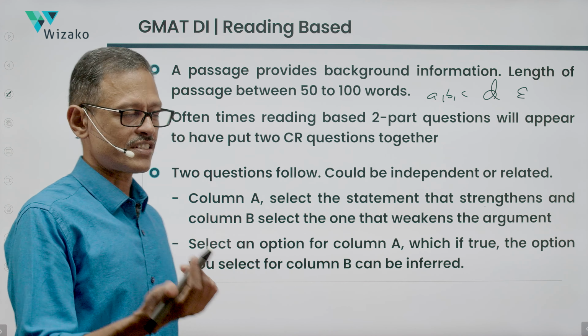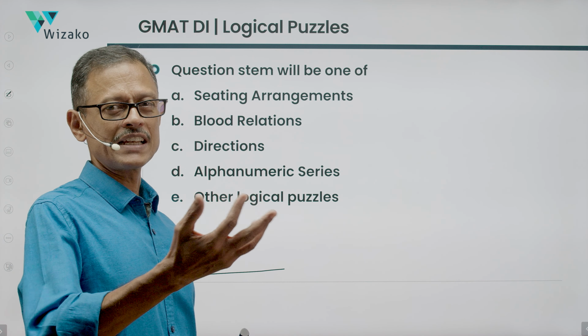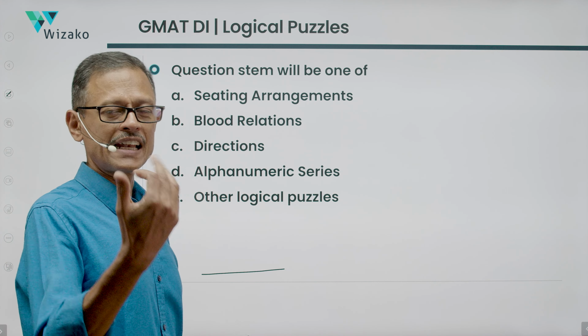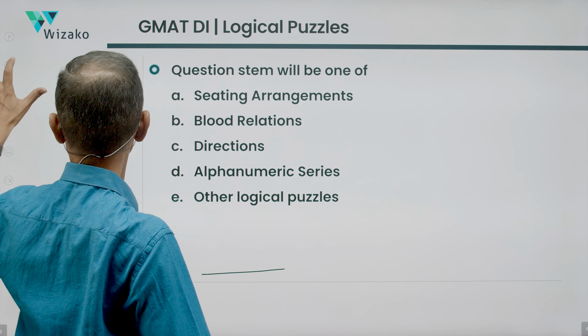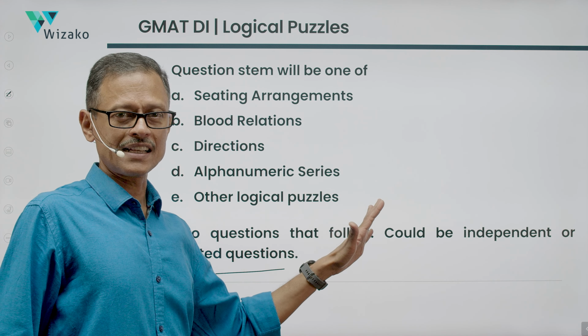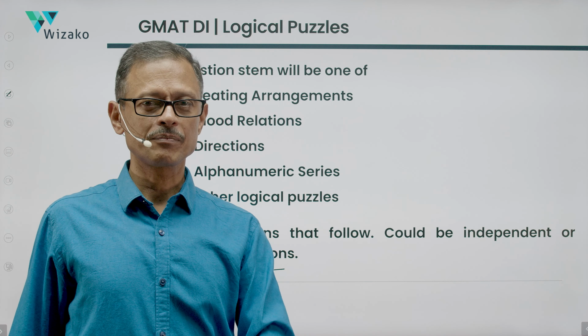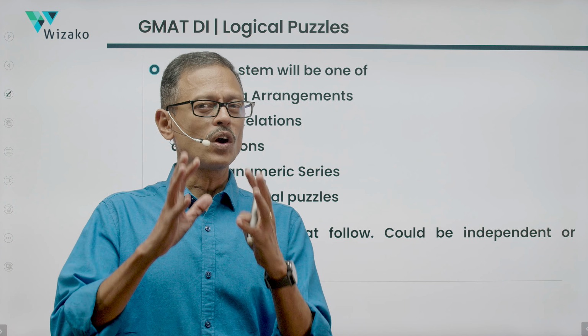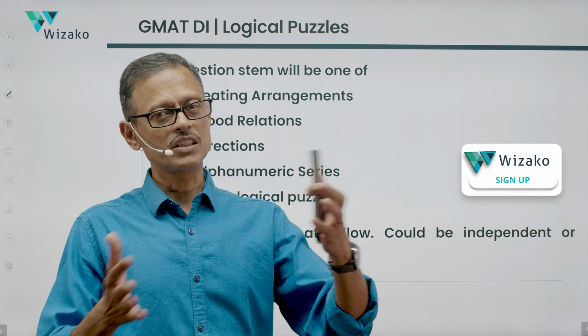You can also have questions which come from logical reasoning. What kind of questions can come? It can be an alphanumeric series. It could be a direction question, seating arrangement, blood relation, any other logical puzzle that you can set as a two-part analysis question. Questions can be related or questions can be independent. So this has given us a flavor of what to expect from the two-part analysis section. Relatively an easy one among the question types.